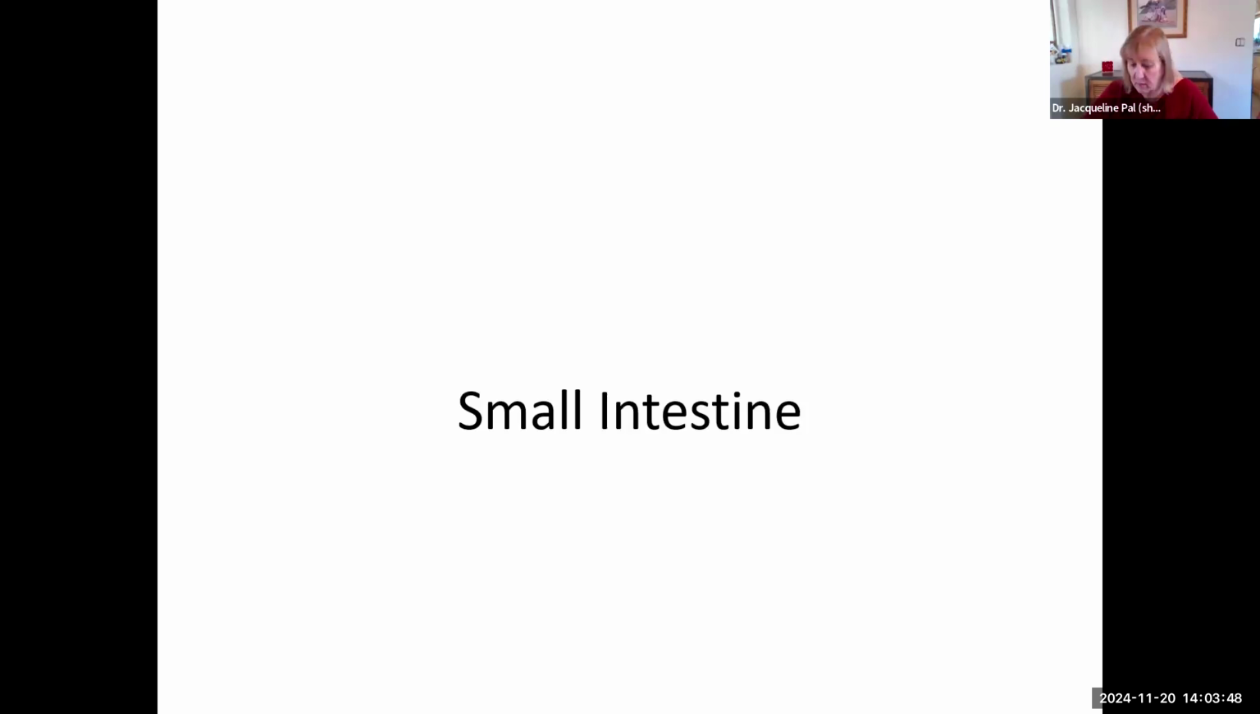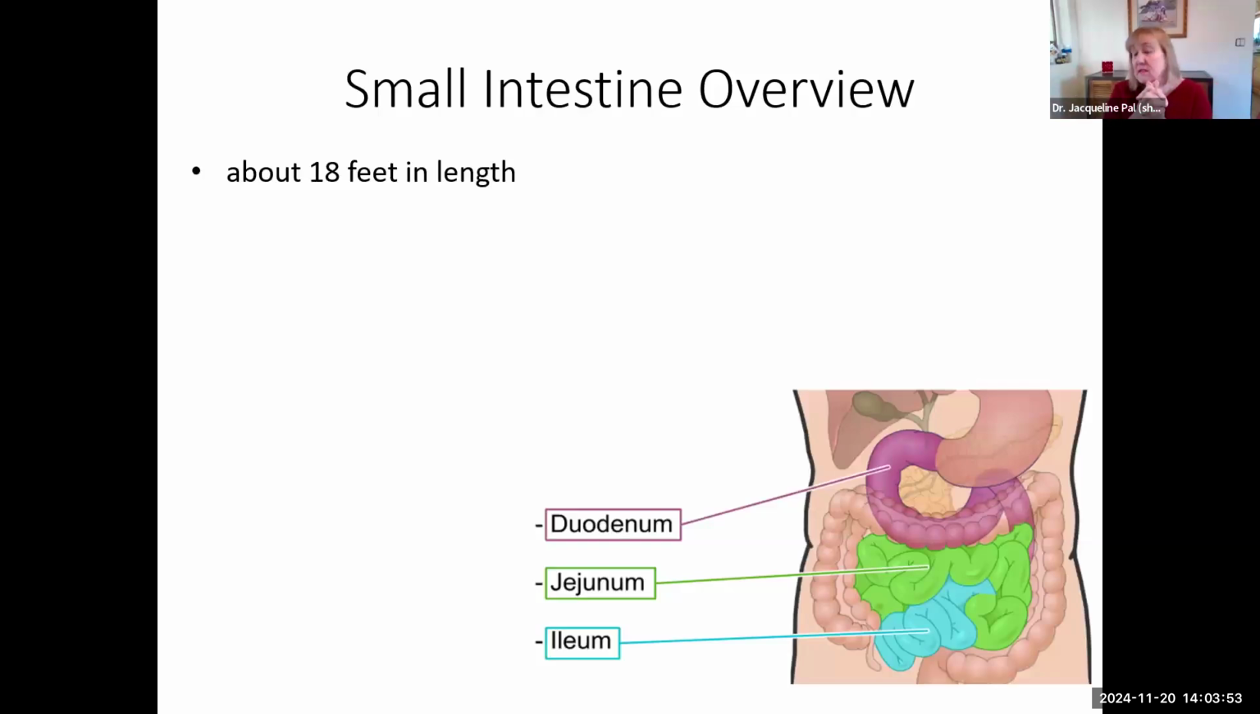Welcome back. Now we're going to learn about the small intestine. When we look at the small intestine, it's about 18 feet in length, and it's called the small intestine because its diameter is smaller than the diameter of the large intestine. They're about this to that. Okay. The small intestine has three different areas.